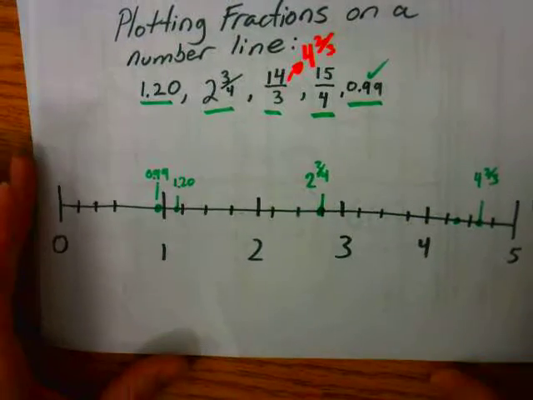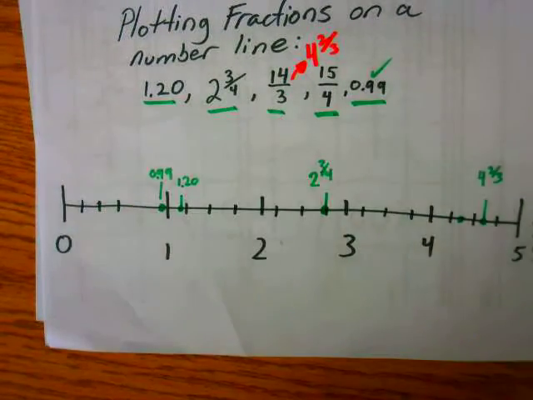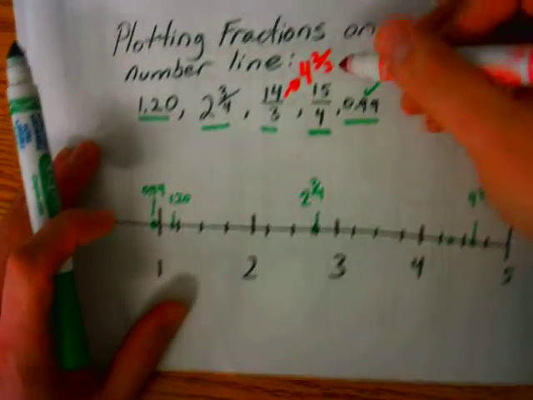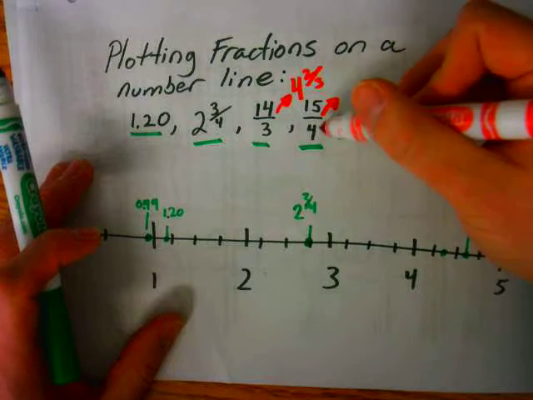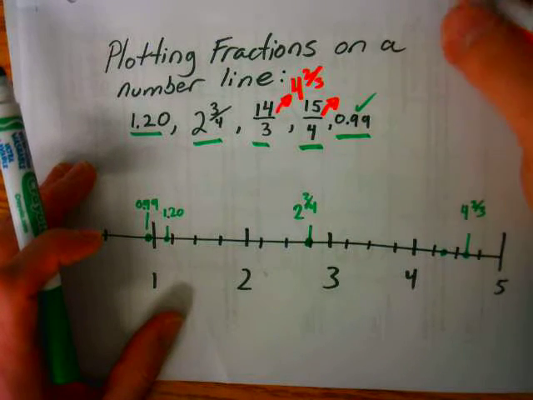And then our last one here, we have 15 over 4. Again, we need to convert this into a mixed fraction. So how many times does 4 go into 15 to get as close as possible?